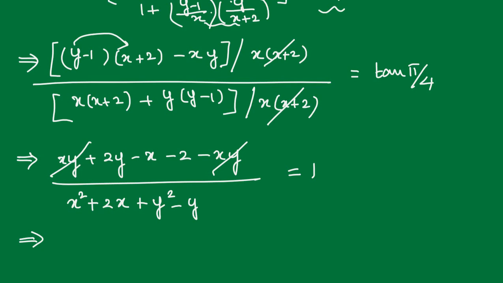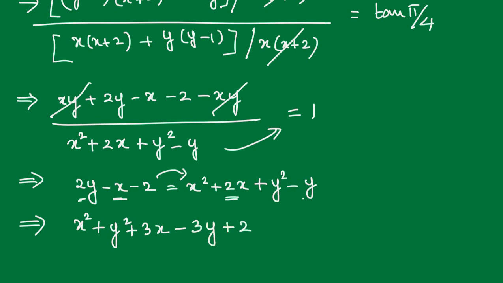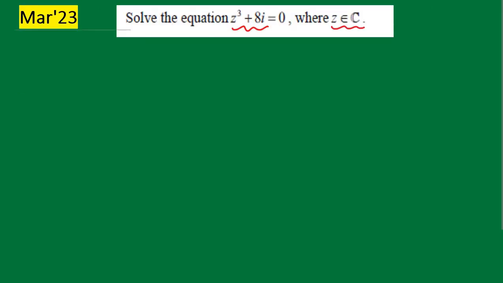Now the minus xy goes off. 2y minus x minus 2 is equal to x squared plus 2x, taking this term to the right, plus y squared minus y. Again this gives us, take this term to the right, we get x squared plus y squared minus x plus 2x goes to right, becomes plus 3x. Here minus y plus 2y, other side becomes minus 2y. Minus y minus 2y is minus 3y. Minus 2 goes to the right, becomes plus 2, is equal to 0. This is what was asked to prove.